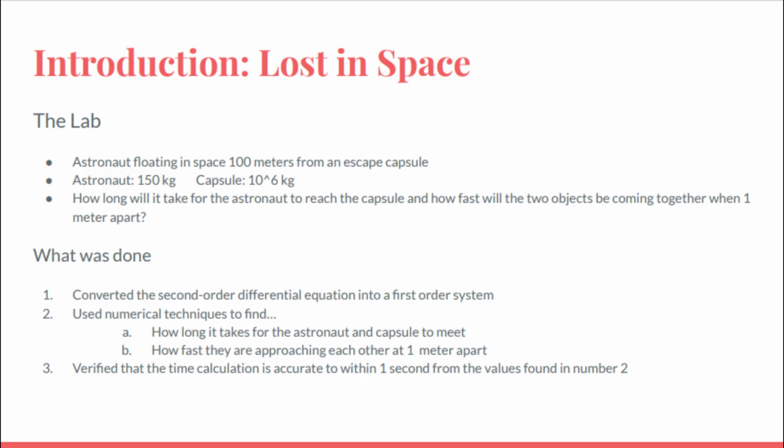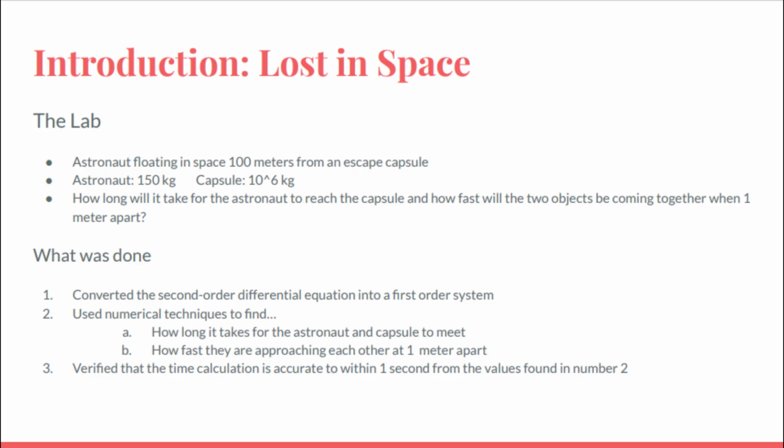This lab is called Lost in Space. In this lab, you are an astronaut in deep space on a mission, but your partner has left you drifting in space without any fuel in your suit to propel you. There is, however, an escape capsule 100 meters away from you. Both you and the capsule are stationary to begin, but you realize that the gravitational force between you will eventually pull you together. Your mass is 150 kilograms, and the capsule's mass is 10 to the 6th kilograms. Your job is to find out how long it will take for you to reach the capsule and how fast you will be approaching the capsule when 1 meter apart.